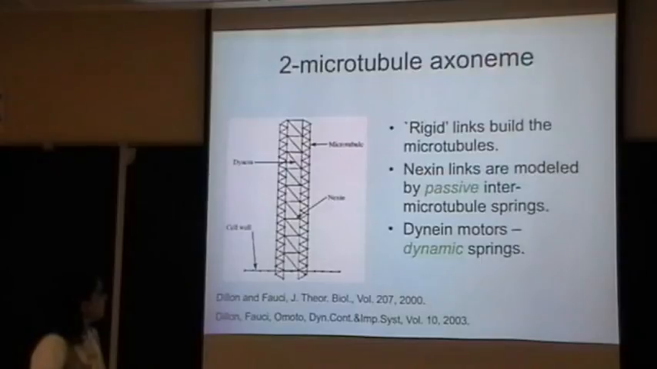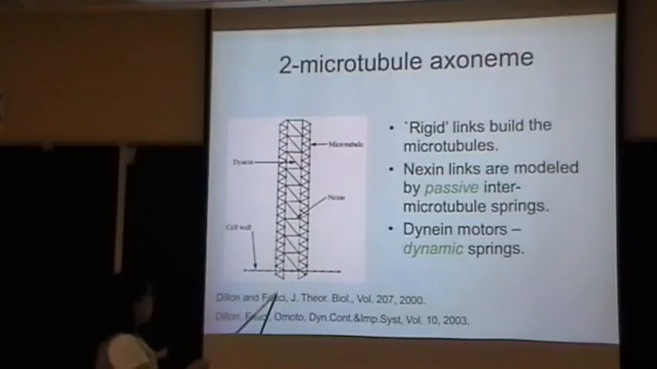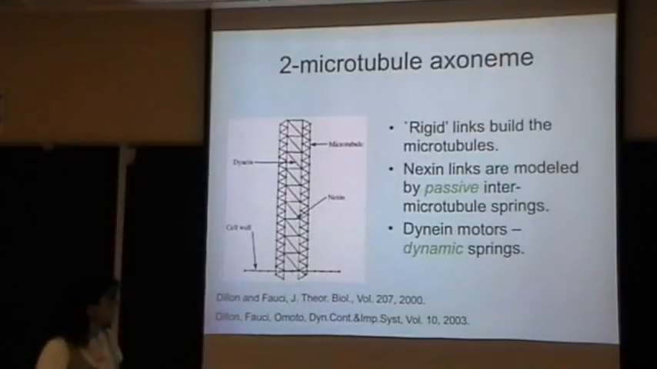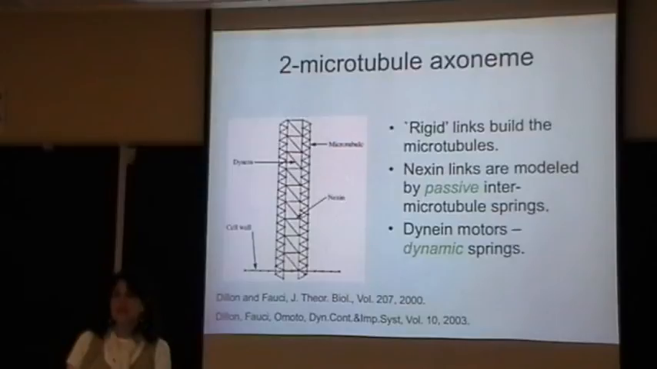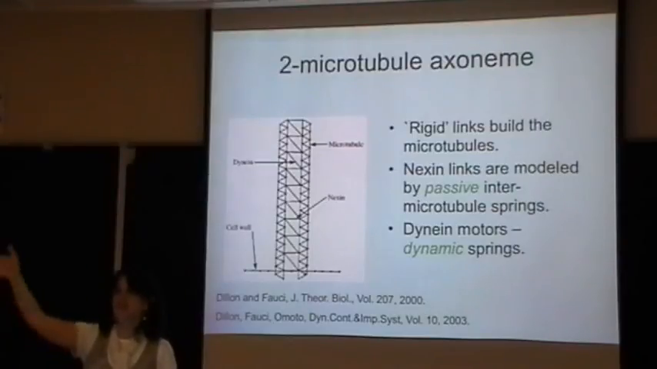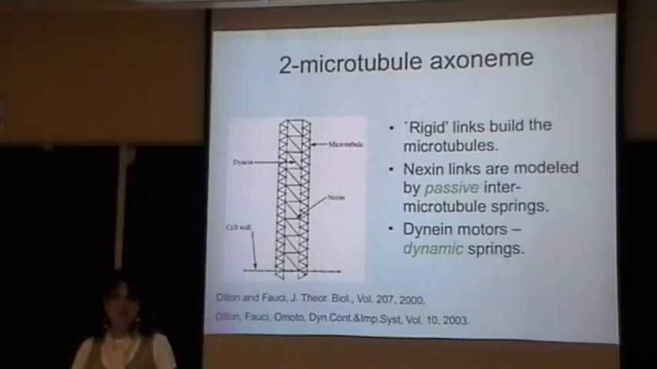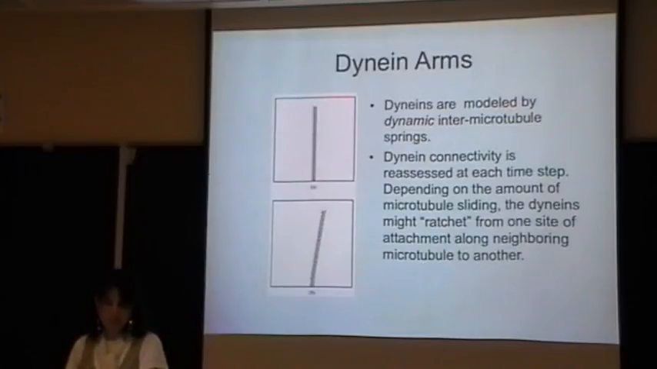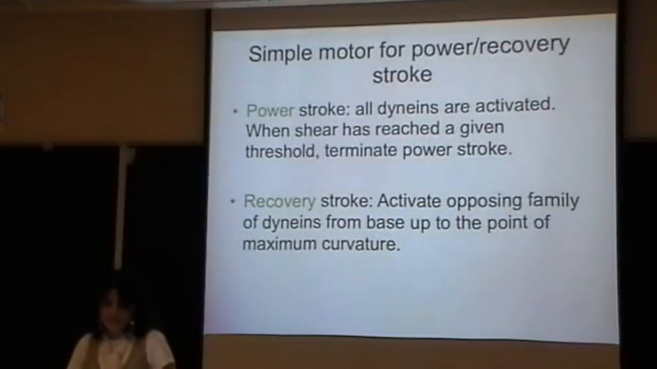Okay? So here, what we're going to do in this model, like I said, is build the microtubules out of rigid links. We're going to put in the other protein structures as forces between these things. And then the dynein motors will also be represented as forces. Think about them as dynamic springs that as the microtubules slide relative to each other, they can attach, detach, and reattach. So these springs don't always connect point A to point B, they can change their topology dynamically as the microtubules slide. So the dynein arms can assess the sliding, they can be stretched to a certain point, they can attach and reattach.